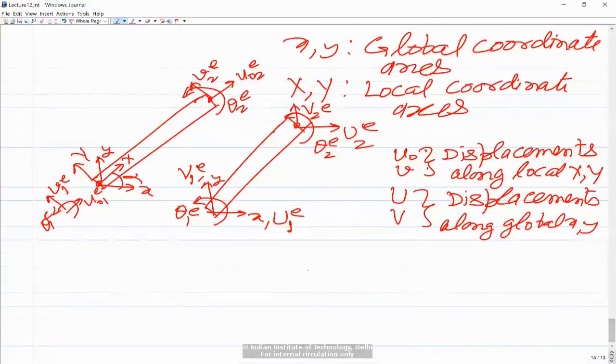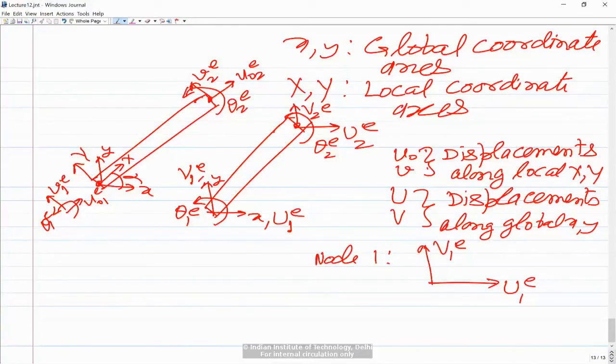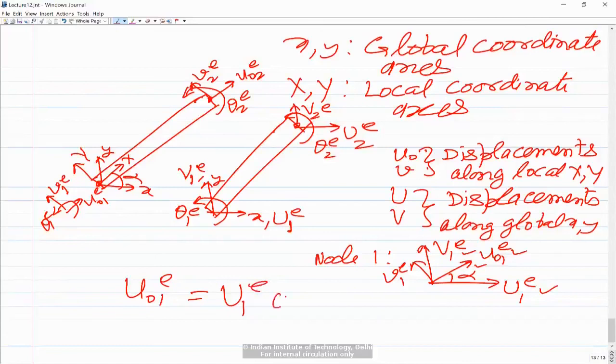For that, let's take node 1. For node 1 we have u1e and v1e in the global coordinate system. In the local coordinate system we have u01e and v01e, and this angle is alpha. You can write u01e, that is this displacement, by taking the component of u1e in this direction and the component of v1e along the x direction. So this would be u1e cos alpha plus v1e sin alpha.